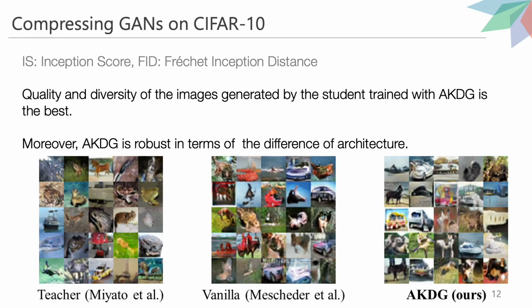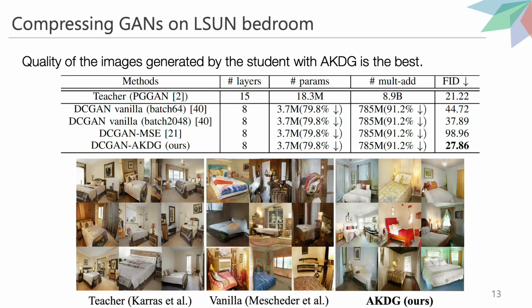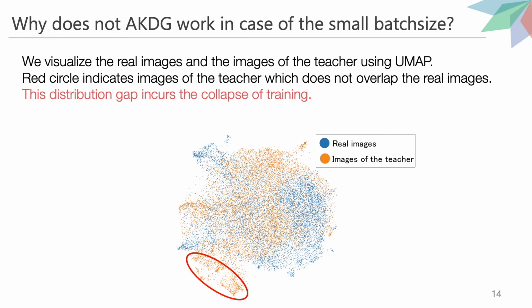The images generated by the student trained with AKDG are more distinguishable from the baseline GANs. On the LSUN bedroom dataset, quality of images generated by the student with AKDG is the best. AKDG does not work in case of small batch size, though AKDG indicates very powerful results on the LSUN bedroom dataset.